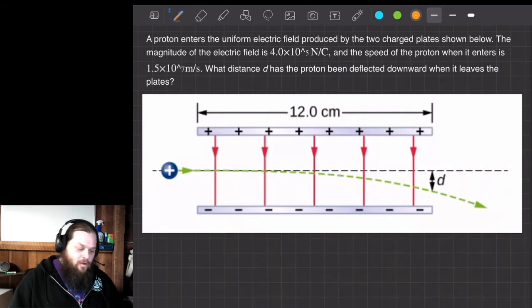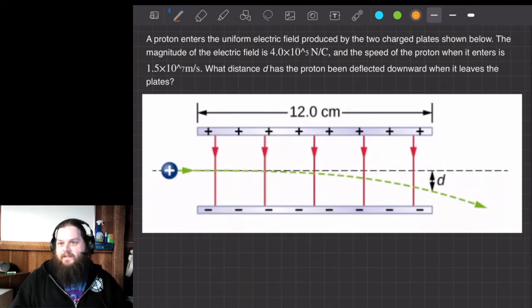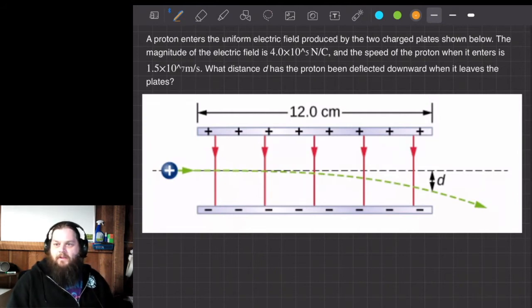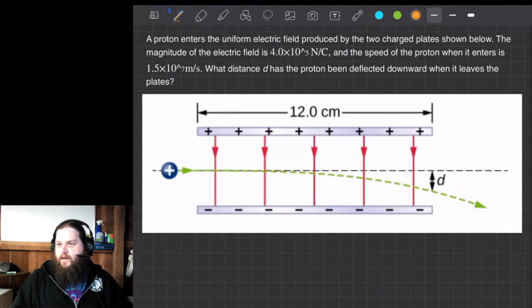And this problem is asking, when a proton enters the uniform electric field produced by two charged plates shown below, the magnitude of the electric field is 4.0 times 10 to the fifth Newton per coulomb, and the speed of the proton when it enters the field is 1.5 times 10 to the seventh meters per second. What is the distance, d, that the proton has been deflected downwards as it leaves the plate?